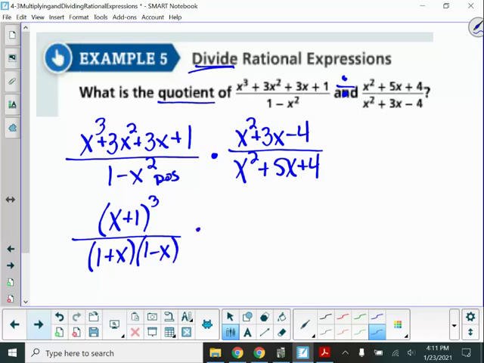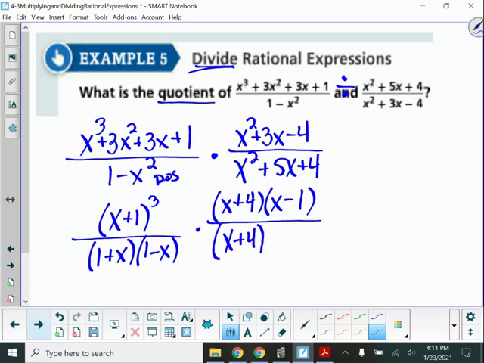Now in the top, factors of -4 that add to make 3 are going to be plus 4 and minus 1. In the bottom, factors of 4 that add to make 5 are 4 and 1. And now we can go through and cross some things out. We can cross out the x plus 4s. I can get rid of this x plus 1 with one of the ones up on top.